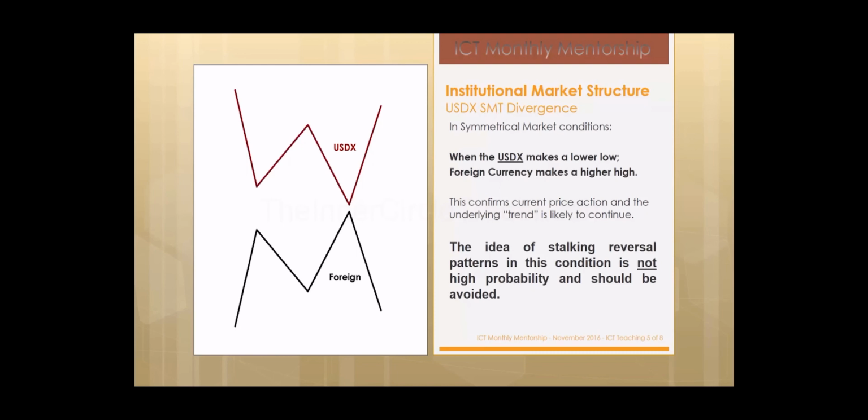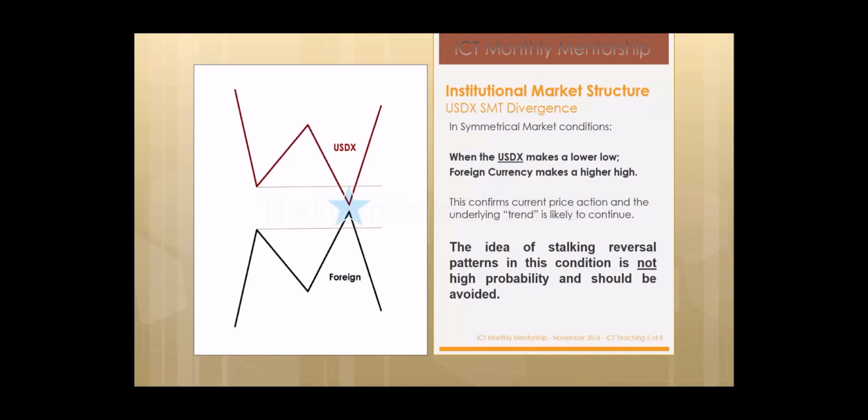Now, obviously, if we expect the dollar index to trade higher, that's going to put downward pressure on foreign currencies. If we're expecting the dollar index to trade lower, that's going to allow foreign currencies to rally. In a symmetrical market condition, when the dollar index makes a lower low, we expect foreign currencies to make a higher high. When we see this, this confirms current price action, and the underlying trend is likely to continue.